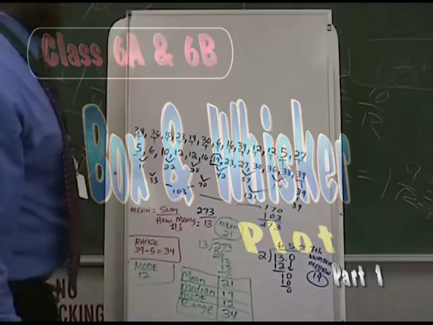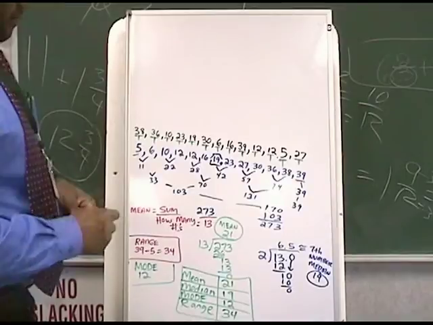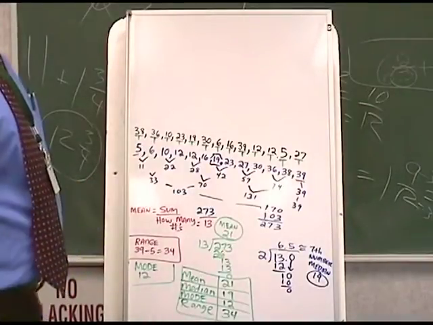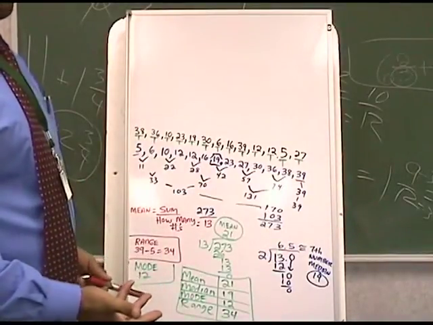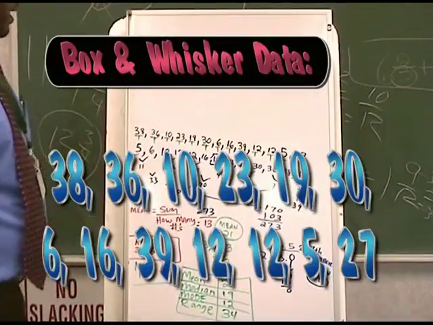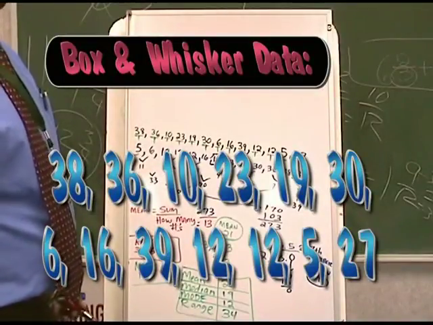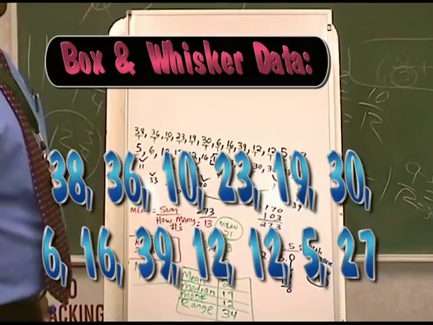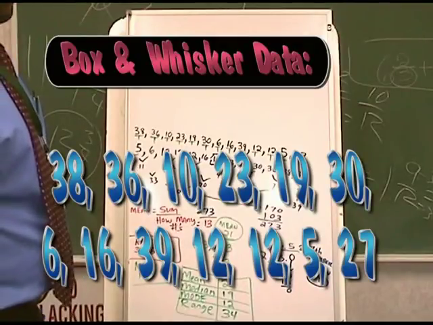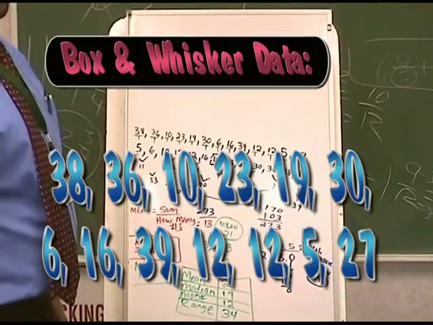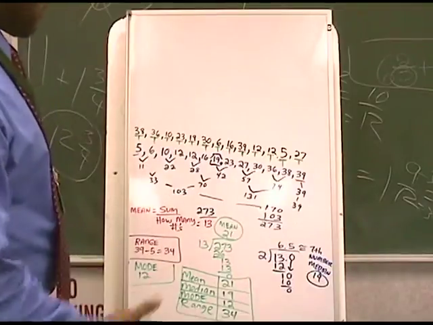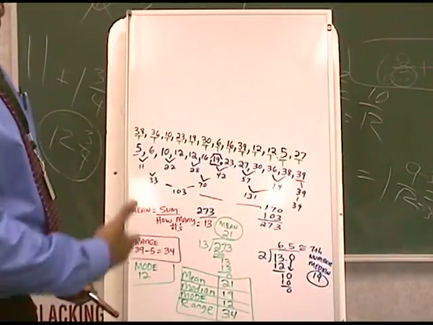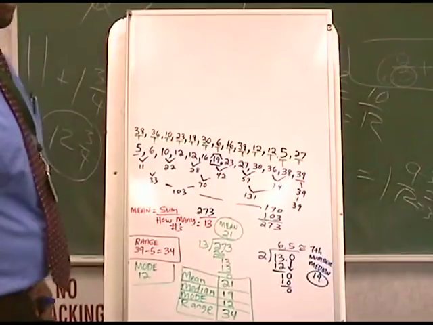I'm going to use this same data for box and whisker. I've already ordered the data, the same data that I have for mean, median, mode, and range. When you're doing box and whisker, you're still going to have to find the median. In order to find the median, you have to order the data from least to greatest. Therefore, I'm going to keep the data in the same order. I'm just going to copy it up top so I can have some room.